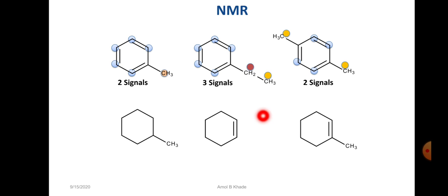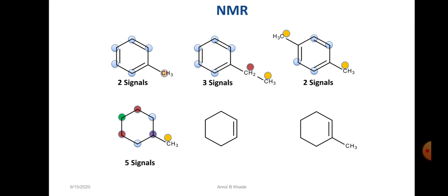Now look at the other structure here. We have methyl. Then one CH is here at this particular carbon. So this CH is unique, it is not similar to this because there is no CH3 here. Then one CH2 and one CH2 here. So this CH2 and this CH2, they are in the same environment. This CH2 and this CH2, again they are in the same environment, and this CH2 is in a different environment.